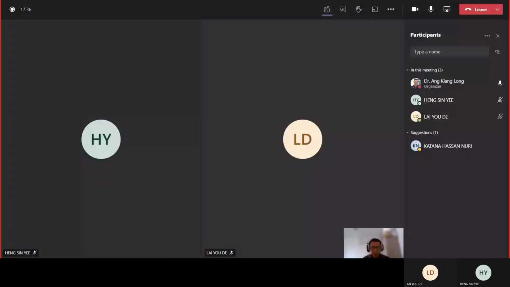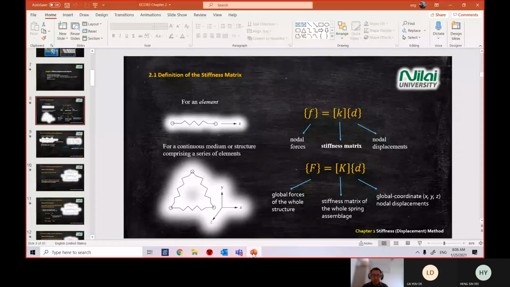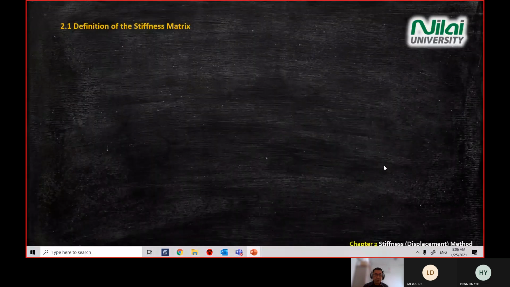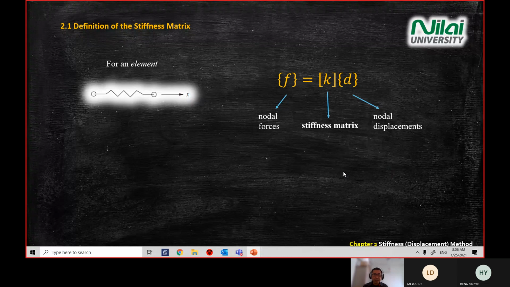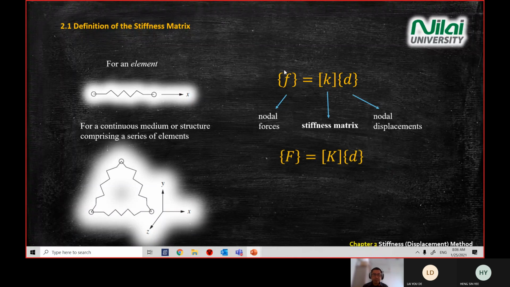Okay, so today we're going to look at one example. Before we look at the example, just a refresher. Again, we are looking at one simple formula, which is F equals K d.